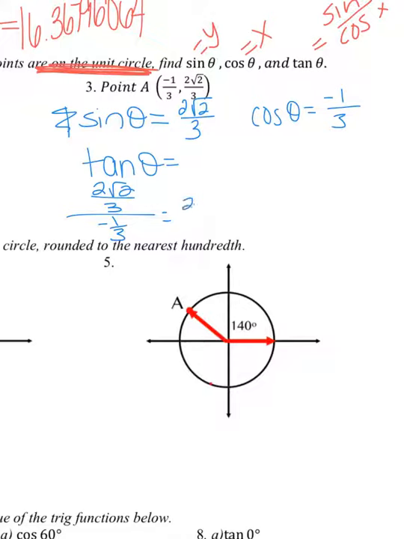So I'm going to do keep, change, and then flip. If you put the negative in the bottom, it's not going to matter. Not a big deal. These cross out, and I end up with negative 2 square root of 2 as the tangent of theta.